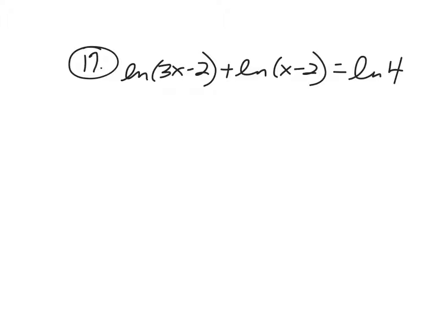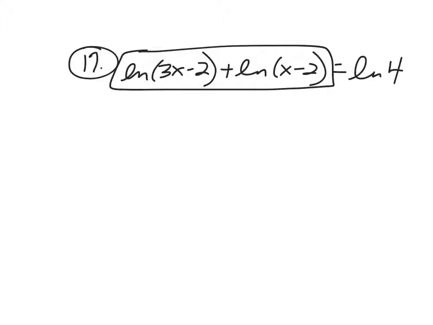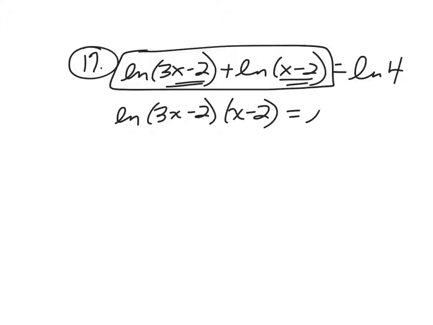So we have a logarithmic equation, and we encouraged you on logarithmic equations to write each side as one logarithm first. So we need to rewrite the left side. Now, both of these, the 3x minus 2 and the x minus 2, they come from positive logarithms. So they're going to end up in the numerator. So I'm going to have the natural log of 3x minus 2 times x minus 2 equal to the natural log of 4.